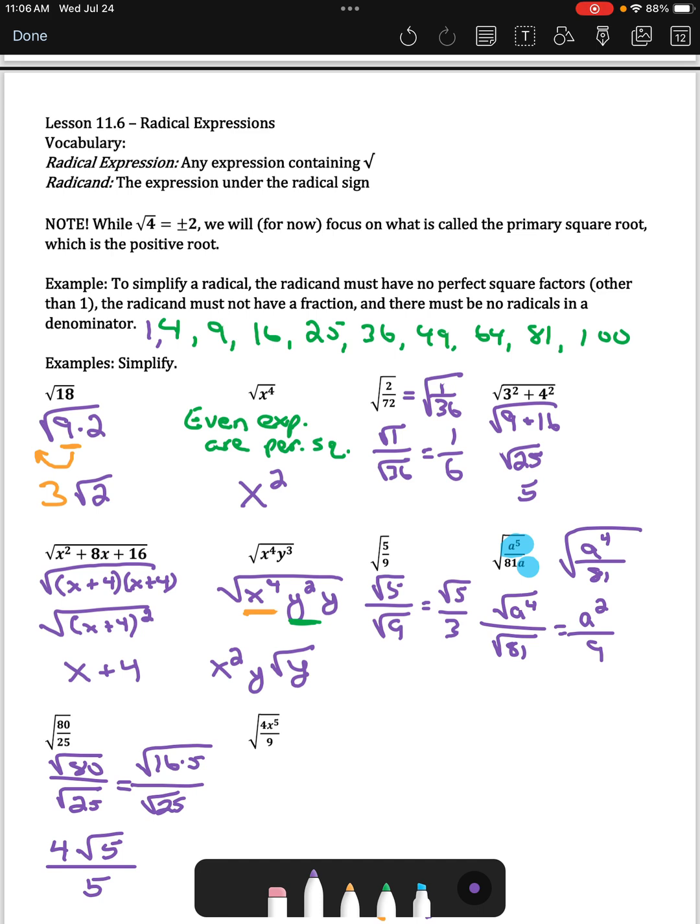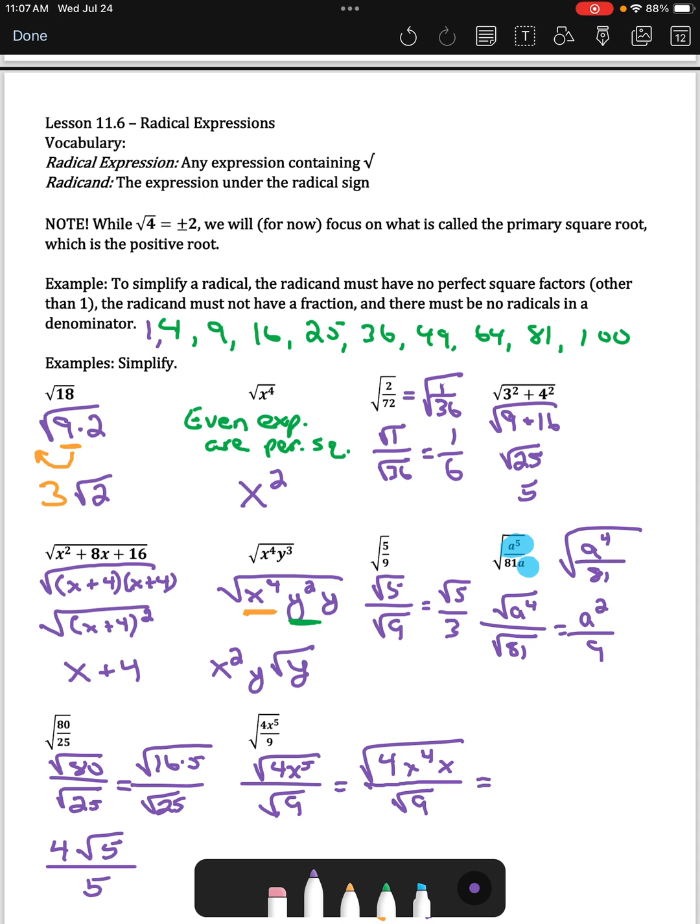Last example, again, a fraction. Our denominator is perfect. So let's go ahead and break him up into root 4x to the 5th over root 9. Now the 4 and the 9, the numbers, are perfect. The x to the 5th, odd exponent, he's not perfect. So we're going to have to break him up. Anytime we're doing square roots and I have to break up an odd exponented variable, I'm going to do it as the variable with an exponent that is 1 smaller, so 5 minus 1 is 4, and then the variable itself. Always just going to be 1 smaller.